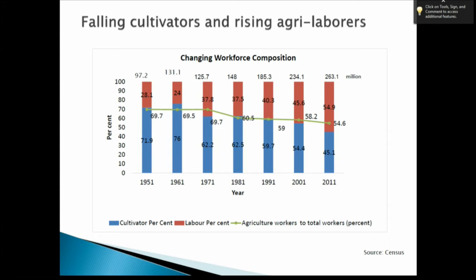Does the data have seasonal fluctuations in the numbers? Sorry, sir. It's only one shot a year. So every 10 years in census, NSSO is every 5 years. NSSO? Within 1 year, there's only one.